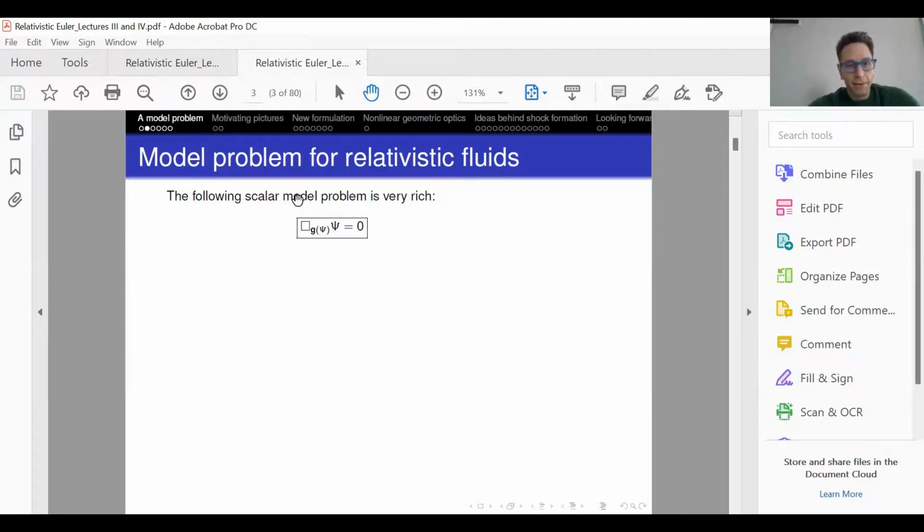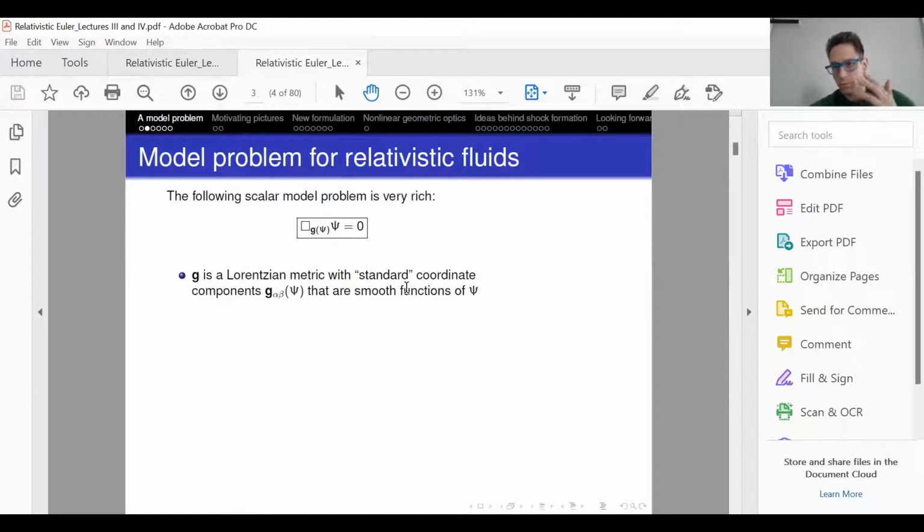You can take, let's say, in 1+3 space-time dimensions, a scalar wave equation, box of psi equals 0, where box is the covariant wave operator corresponding to a metric g, which is Lorentzian. And let's say with respect to standard Minkowski rectangular coordinates, the components of the metric are assumed to be smooth functions of psi. So this is very close to what we have in compressible Euler.